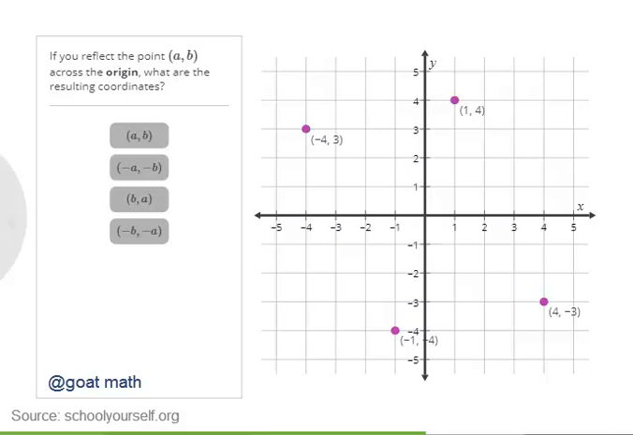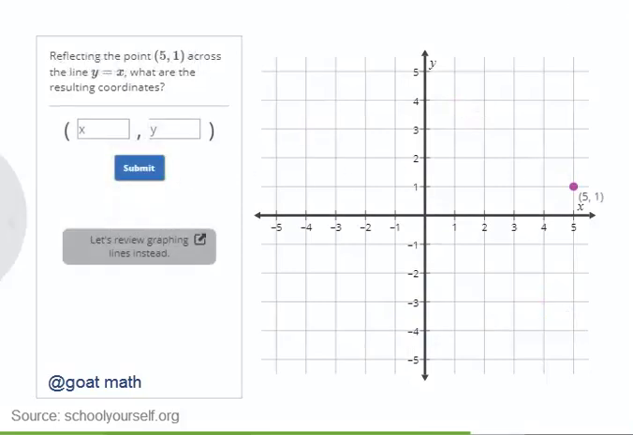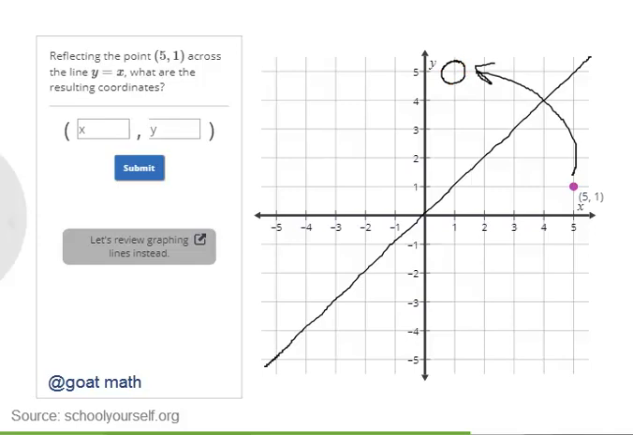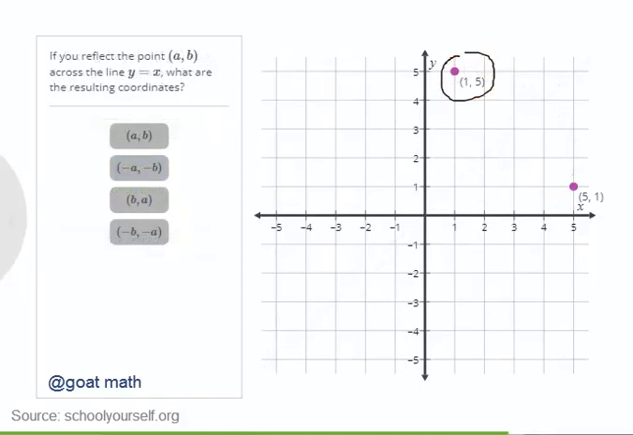So in general, if you reflect the point A, B across the origin, where do you wind up? Excellent! Now, you can also reflect across lines other than the x and y axes. For example, let's sketch in the line y = x. If you were to reflect the point 5, 1 across this line, you'd wind up over here. So what are the coordinates of this resulting point? Right, this point is 1, 5.